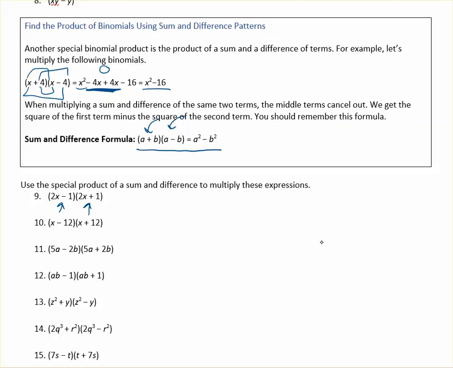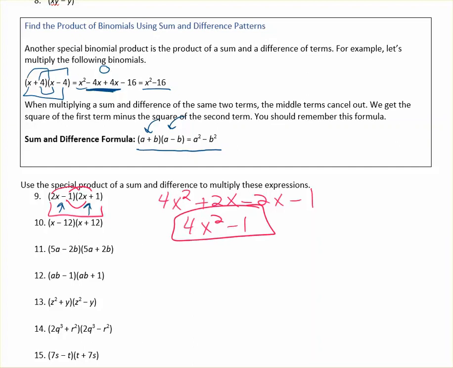Now you can also use FOIL to get these problems. You don't have to use a special formula. For example, in number 9, I could do FOIL. First term times first term would be 4x squared. The outer would be 2x times 1, that's plus 2x. The inner would be minus 1 times 2x, that's minus 2x. And then last times last would be minus 1 times 1 is minus 1. So 4x squared, 0 is my middle term, so I don't need to write it. 2x minus 2x is 0. This would be my answer.